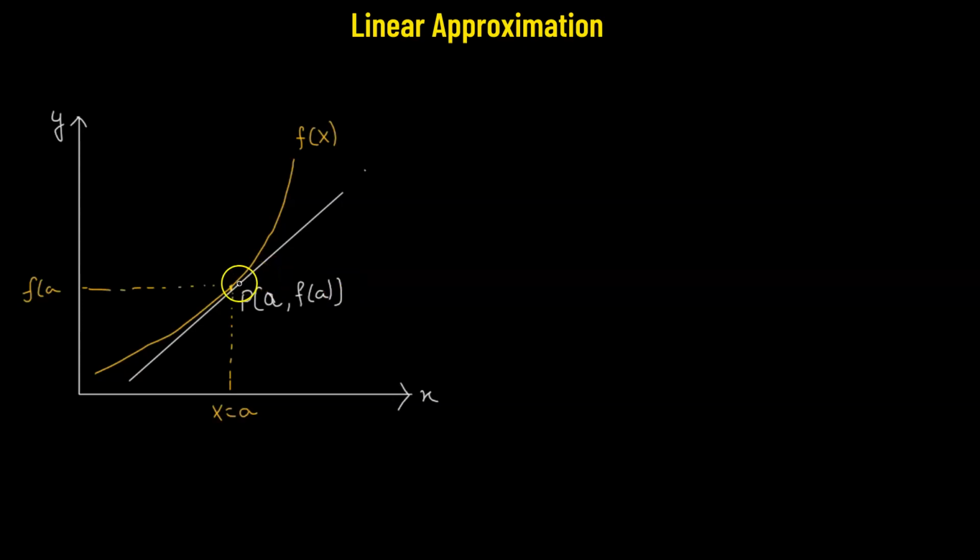So what we do in linear approximation is we use the equation of this tangent line to approximate the value of the curve at that particular point P. The value of this approximation is going to depend on the value of a, or how close we are to a. Now if we use the equation of a straight line, that means the point slope form, so the point slope form is given by y minus y1 equals the slope of the function calculated at the point a times x minus x1.